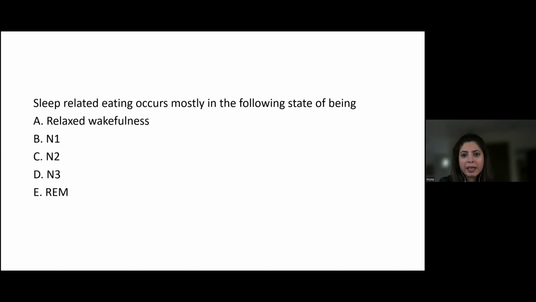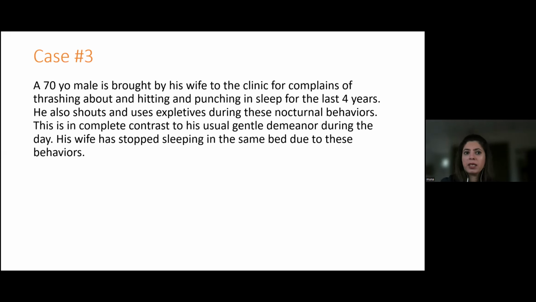Excellent. Again, the highest answer in terms of numbers picked is the correct answer, N3. So N3 is basically the slow wave sleep, and that's the stage where most of the time the non-REM parasomnias arise from. They can also occur in N2 though, but this is the most common one. Great. So the next case.